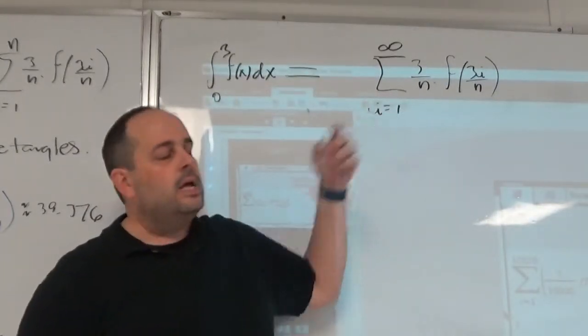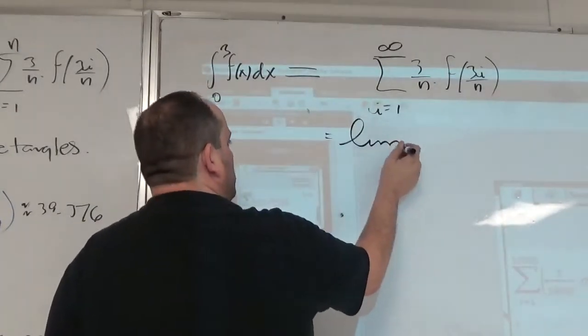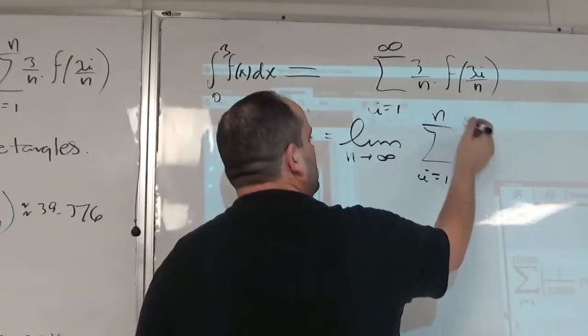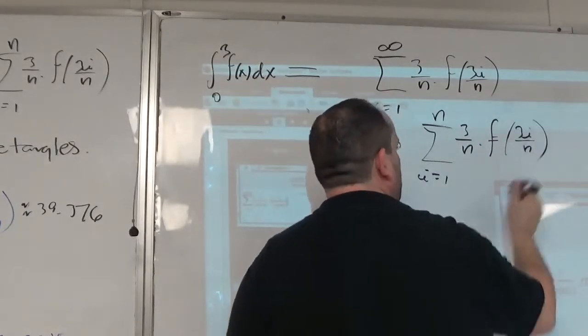So here's the part where it's going to be a little bit waving of the hands. I'm going to write it this way. The limit as n approaches infinity of the sum from 1 to n, 3 over n, f of 3i over n.